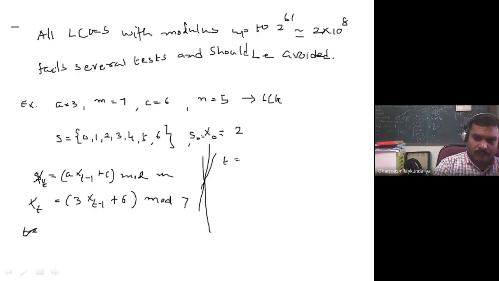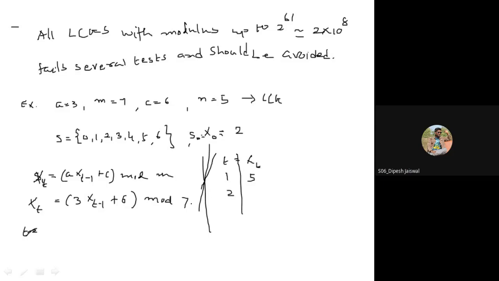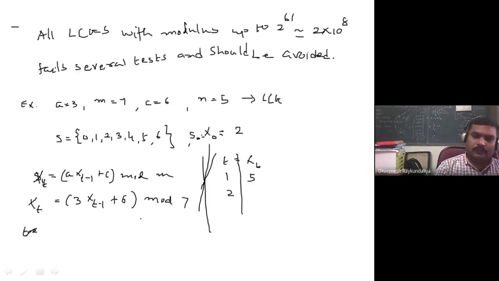Let us say T, and this is the XT. If I am taking T equal to 1, what is my XT? So 3 into X0 plus 6. X0 is 2. So 3 into 2 is 6, 6 plus 6 is 12. 12 modulo 7 is 5, because 7 ones are 7.